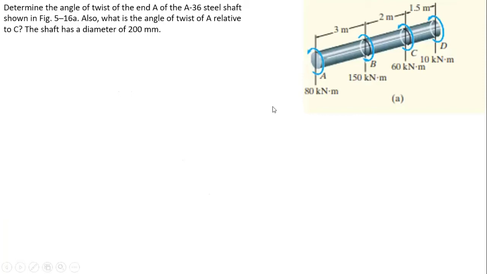So sabi dito, determine the angle of twist of the end A of the A36 steel shaft as shown in the figure. What is the angle of twist of A relative to C? The shaft has a diameter of 200 millimeters. So meron tayo dito ng dalawang value na hinahanap. Una, yung angle of twist ng buo. And then, yung angle of twist natin from A to C.